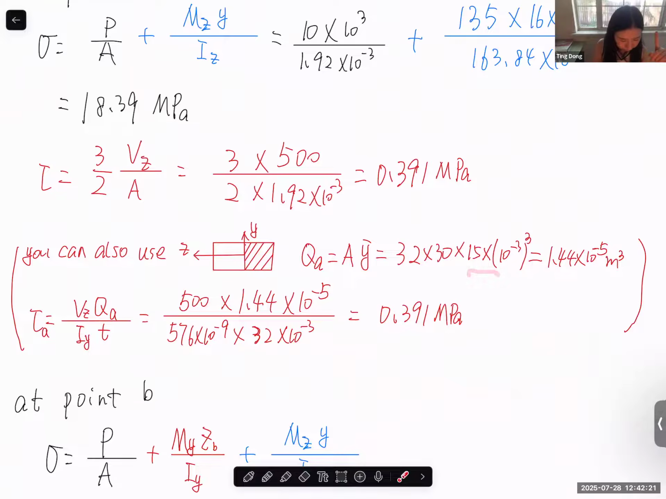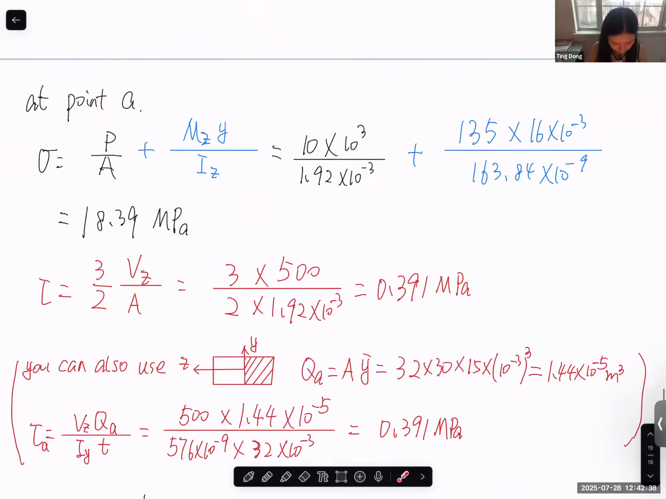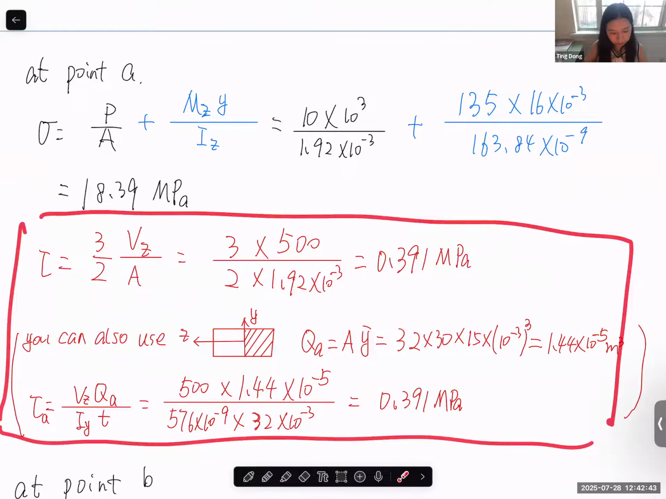15. And with VQ over IT, T should be this dimension. This dimension is given as 16, so this whole T should be 32. So this is the way to calculate the shear stress at point A generated by this 500.